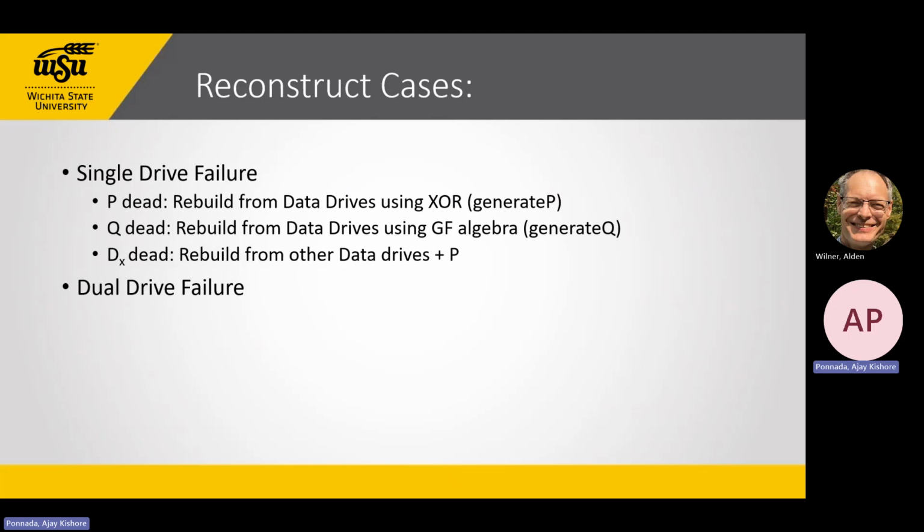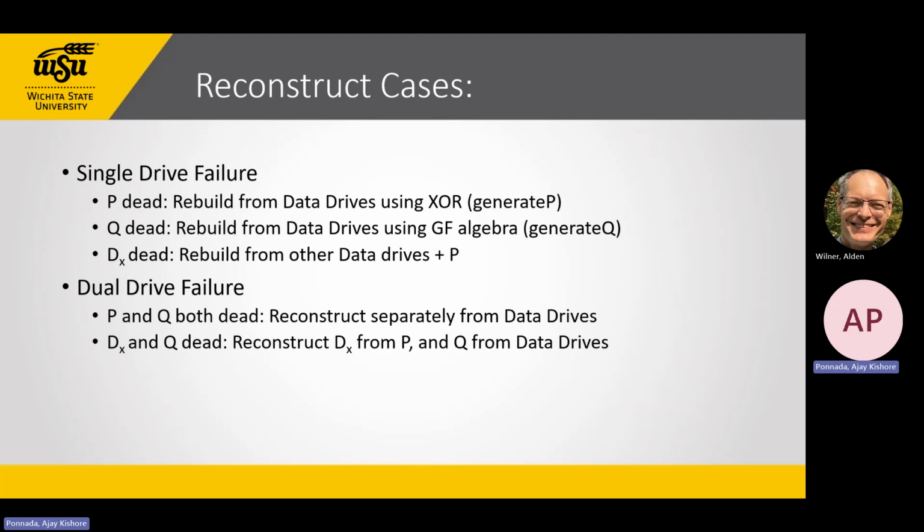What if a data drive DX is dead? We can rebuild that using parity P and the rest of the drives, so we can reconstruct a single drive failure. And a double drive failure, if both P and Q are dead: parity P can be reconstructed using the XOR function over all the data drives. We can also reconstruct Q from the data drives as well. That's how we did it in the very first place.